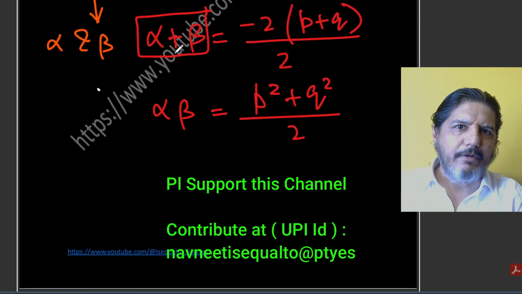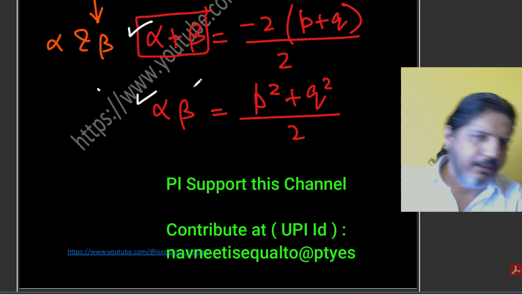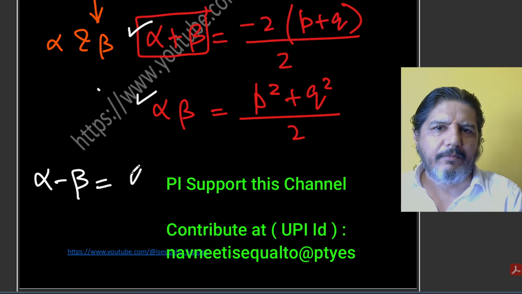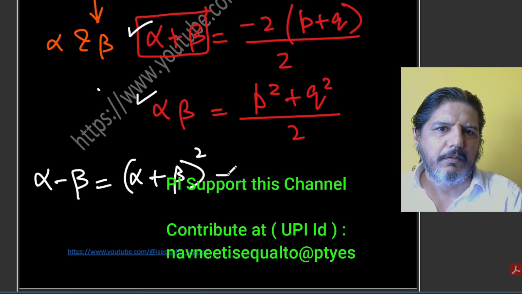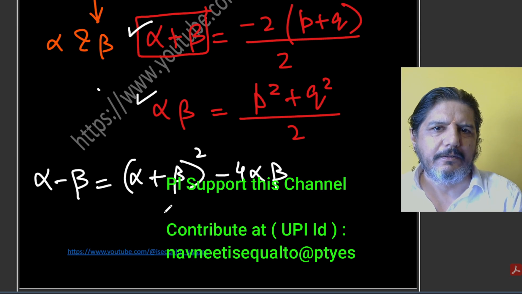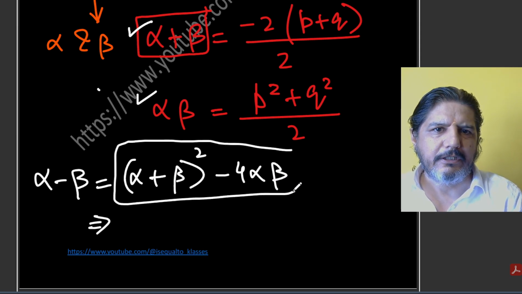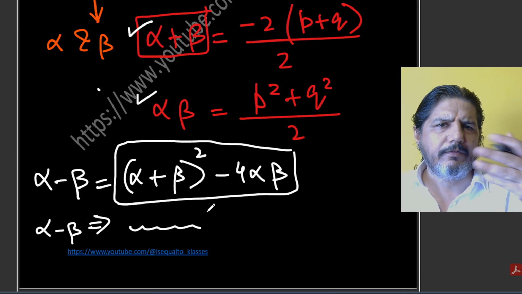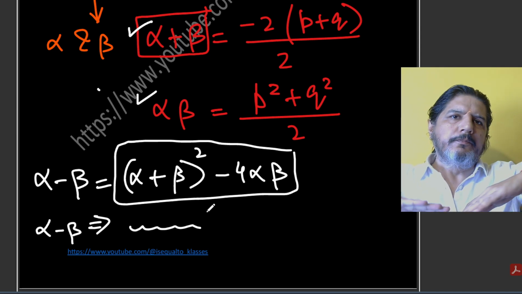So I have the value of alpha plus beta. I have the value of alpha into beta. I require the value of alpha minus beta. Alpha minus beta would be equal to the square root of alpha plus beta whole square minus 4 alpha beta. So I'll have to calculate the value of this expression and I'll get the value of alpha minus beta, whatever be the value. So I hope you are with me till now.